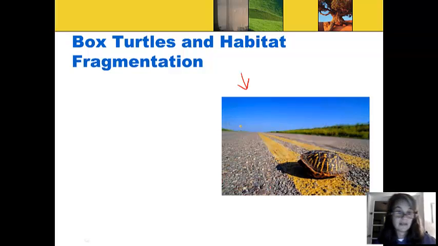Certainly people accidentally run over them. Some people think it's funny to run over them. It's horrifying to hear some of the stories that people who run wildlife areas around the state will tell of seeing people actually do that on purpose. So habitat fragmentation, even though we do have lots of woodland where box turtles could live, we have made these border areas extremely dangerous for them.